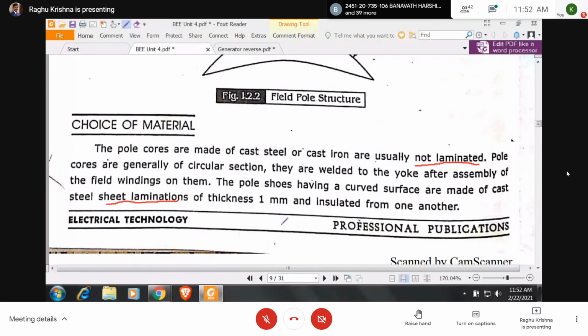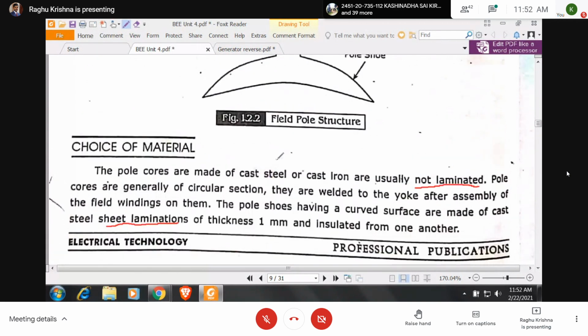Okay, and these are insulated from one another by varnish. So here the whole shoe is made up of laminations, and the laminations are insulated from one another by varnish.